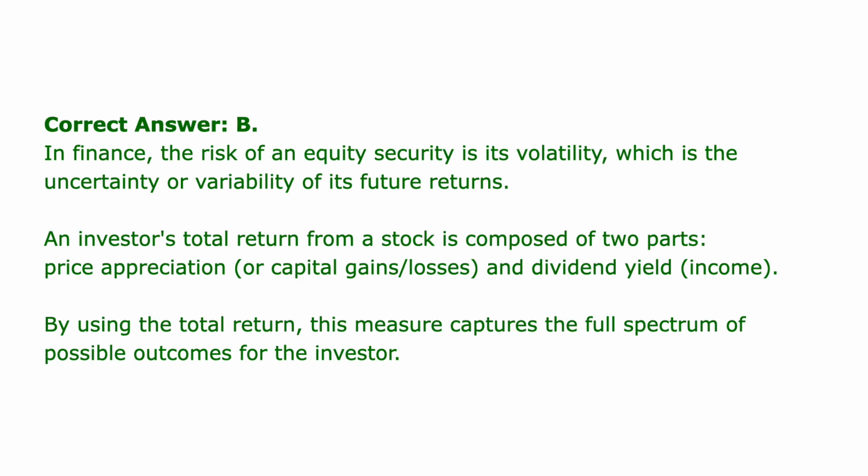Correct answer, B. In finance, the risk of an equity security is its volatility, which refers to how uncertain or variable its future returns might be. When you look at an investor's total return from a stock, it's made up of two main things. 1. Price appreciation, which is the increase or decrease in the stock's value. Think of it as capital gains or losses. 2. Dividend yield, which is the income you get from the stock in the form of dividends. By considering the total return, we get a complete picture of all the different ways the investor could end up.